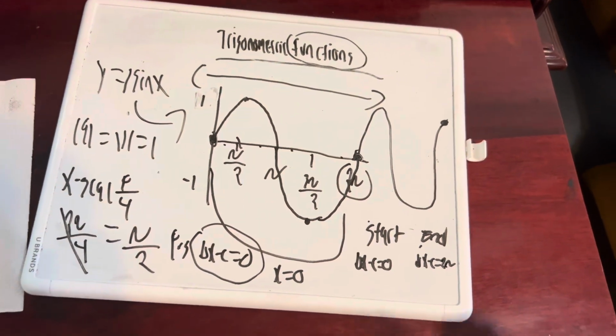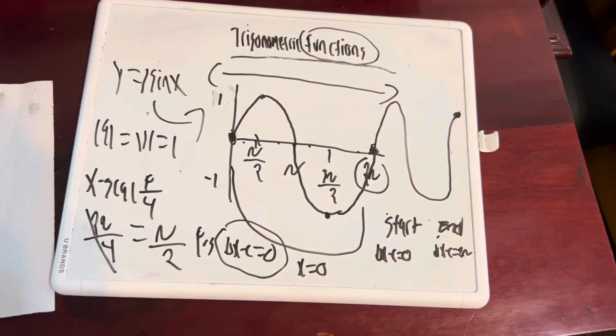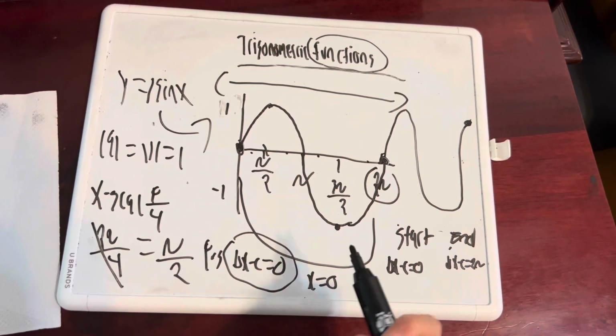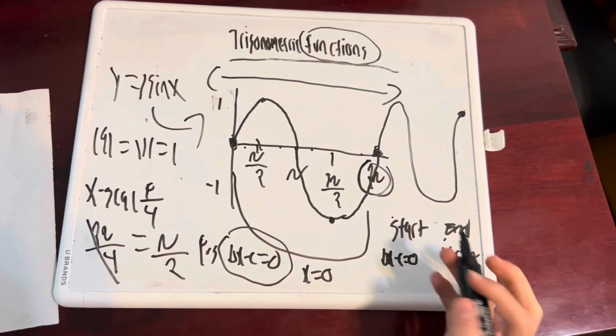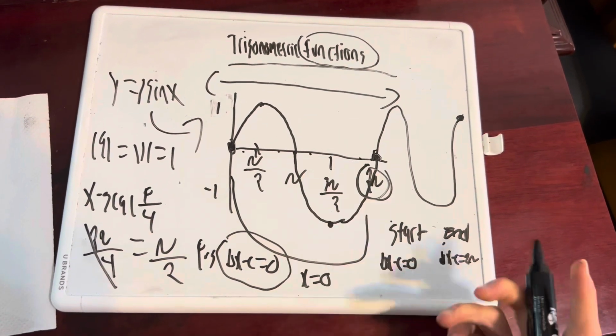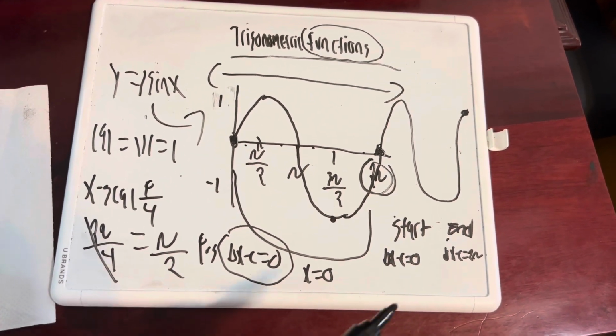That's the parent graph for your trigonometric function. That's how you can estimate where your finish is going to be, because of where your period is at, right? And this is it, guys.